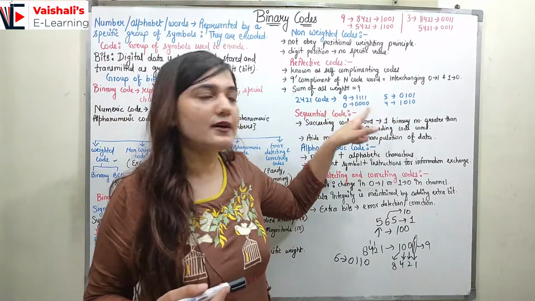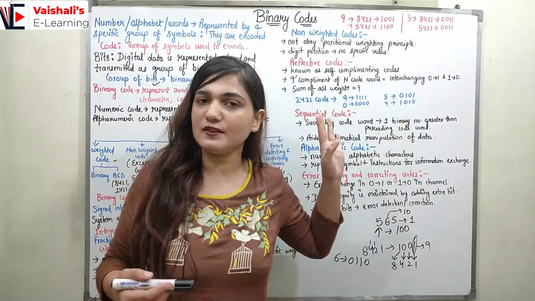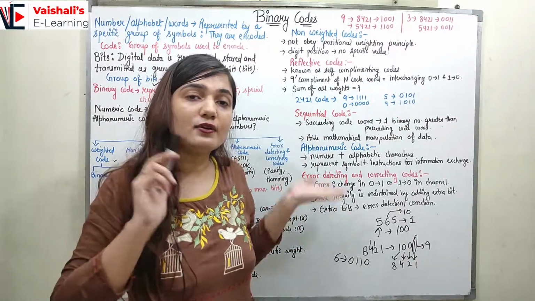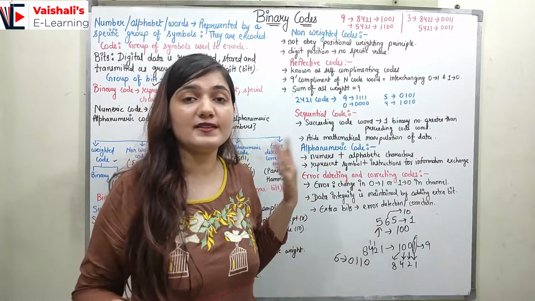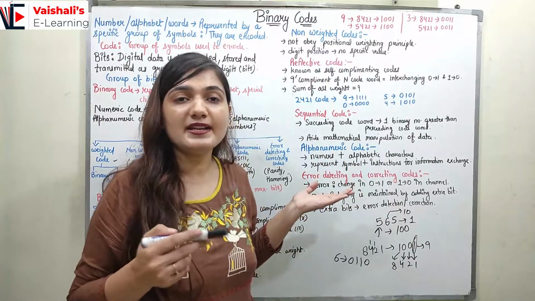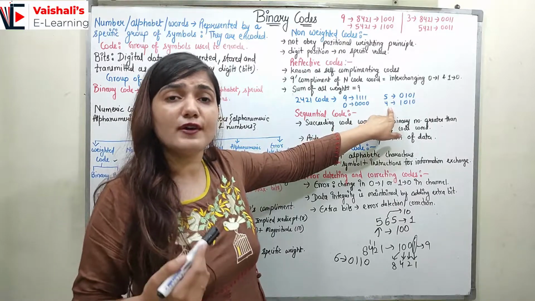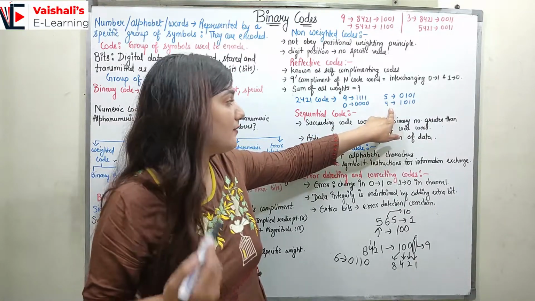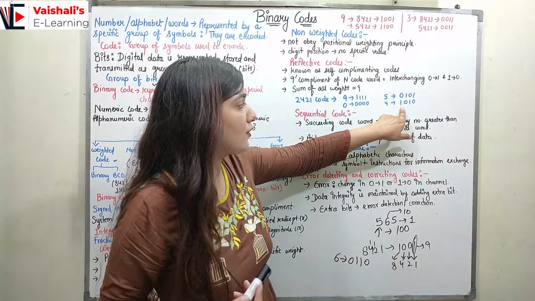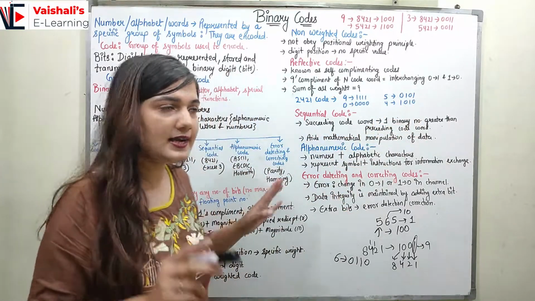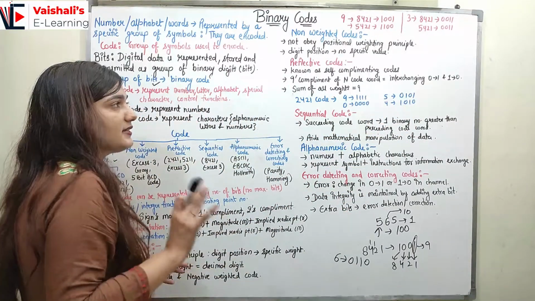Similarly, in the 2421 code, 5 is represented as 0101. And what is the complement or reflection of 5? 9 minus 5 is 4, so the reflection of 5 would be 4. How am I going to get the code word of 4? By replacing 0 with 1 and 1 with 0. So the code word of 4 would be 1010. In this manner, we can represent the reflective code.